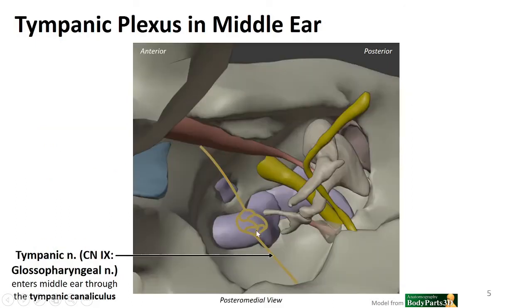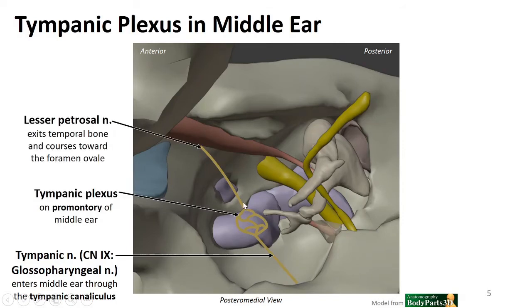So here it is again, but with the bones intact. So here's that stapes, there's the promontory here, and this region right here would be where we'd find the tympanic membrane. So we've got a little bit of a further off view here, but we see the nerve entering into the middle ear is tympanic through tympanic canaliculus, then the plexus on the promontory, and then the lesser petrosal nerve.